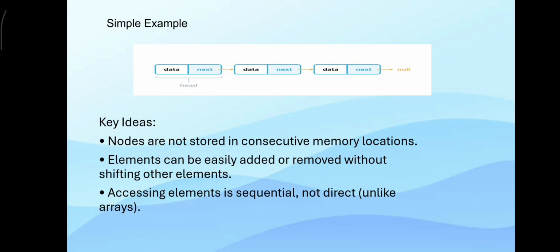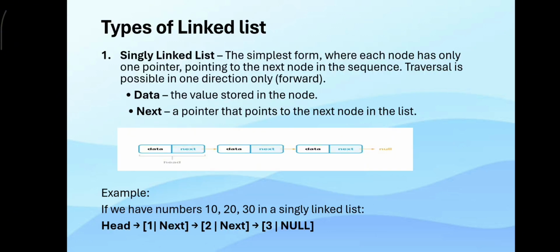Types of linked list. Number one is the singly linked list. The simplest form, where each node has only one pointer, pointing to the next node in the sequence. Traversal is possible in one direction only, forward. Data: the value stored in the node. Next: a pointer that points to the next node in the list.